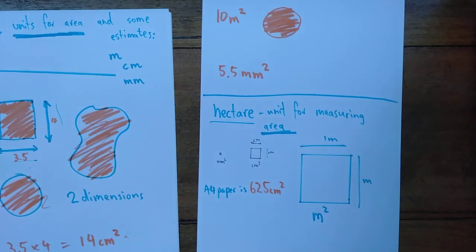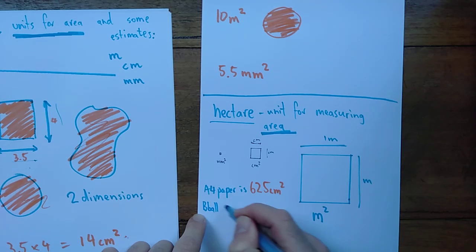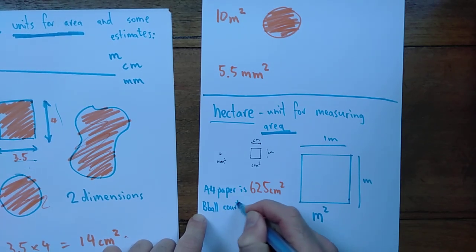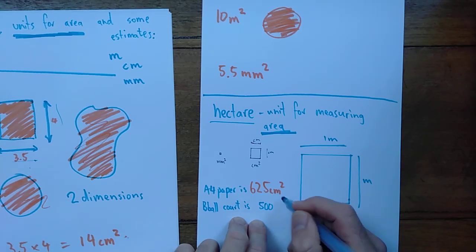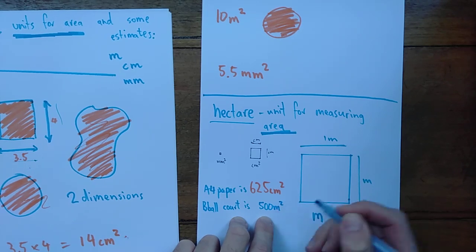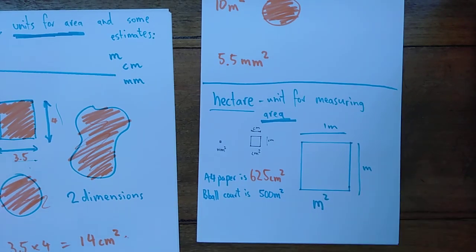A basketball court is 500 meters squared. Oh, I should have used orange there to be consistent.